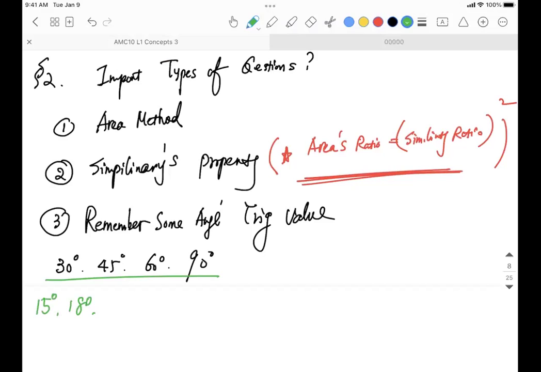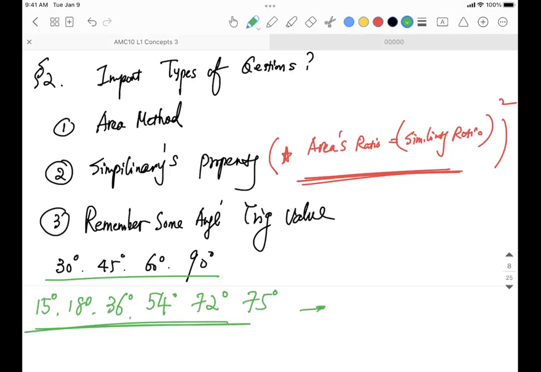18 degrees, 36, 54, 72, 75. If you can remember the accurate value, I'm not asking for the approximate value, no, the accurate value of these, sometimes you can save your time significantly. Trust me, I'm going to give you some examples. In our regular lectures, we really ask all my students to remember this, right? You have to remember this.